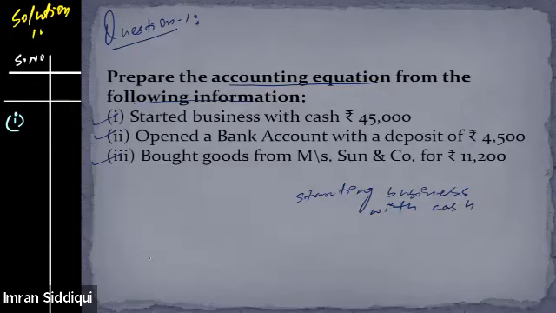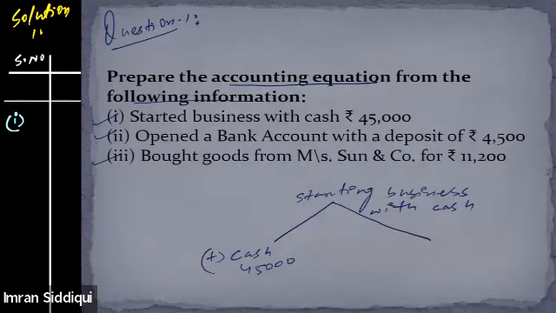First of all, when a person is starting a business with a cash of rupees 45,000, the cash in the business will increase. Yes or no? Cash will increase by 45,000. Is that correct? Yes. Both of you? When a person is starting a business with a cash of rupees 45,000, it is definitely going to increase the amount of cash in the business. Yes or no? Yes, sir.